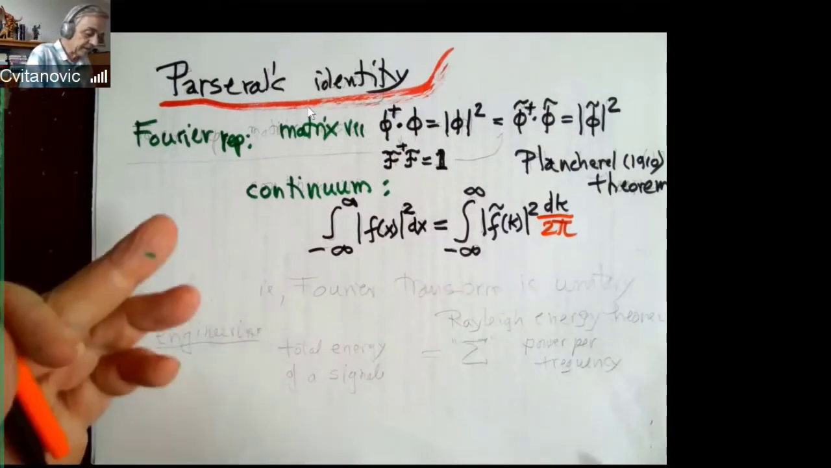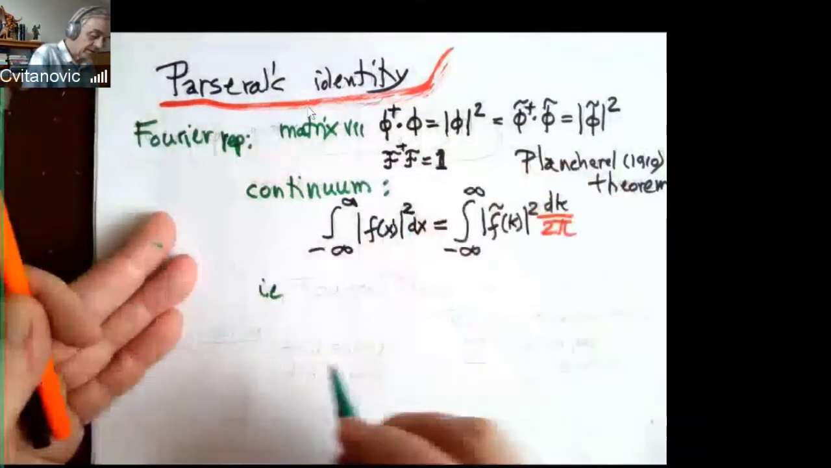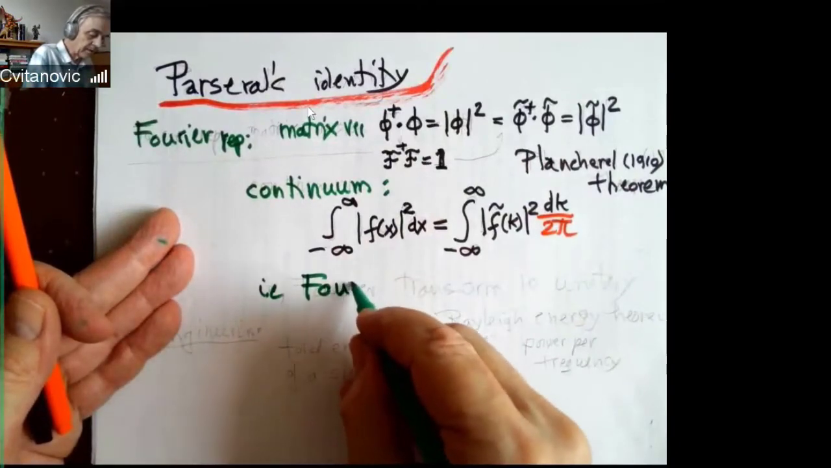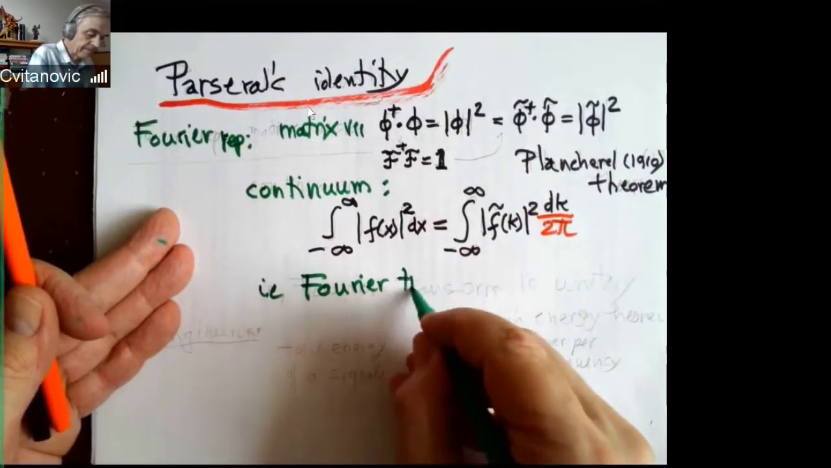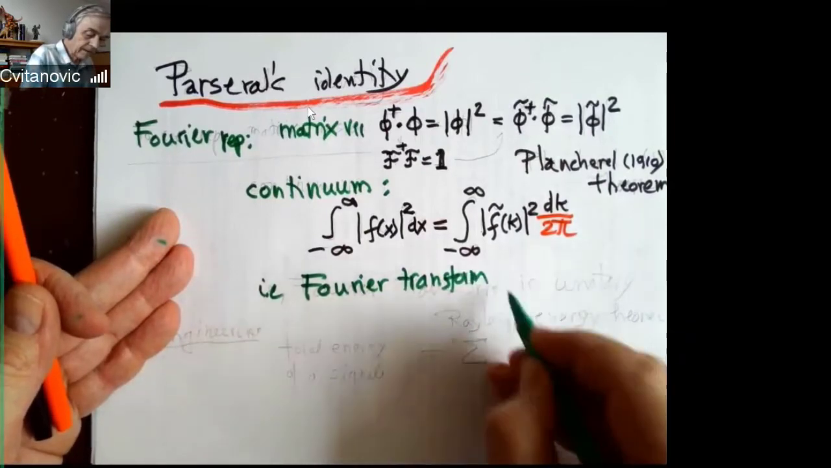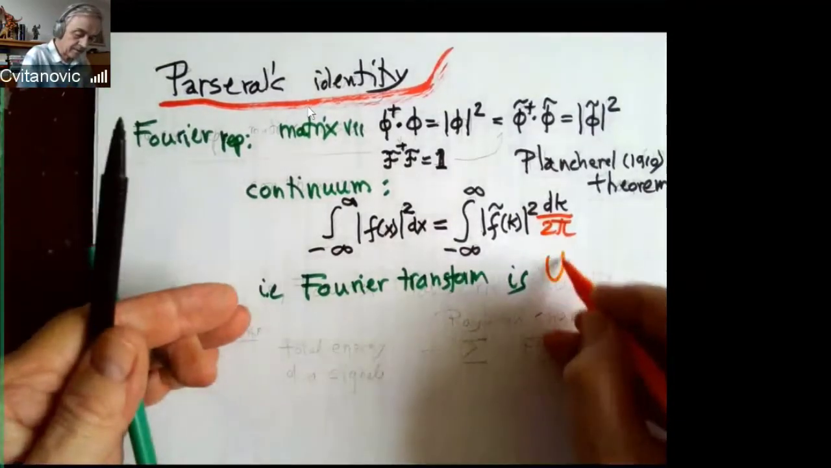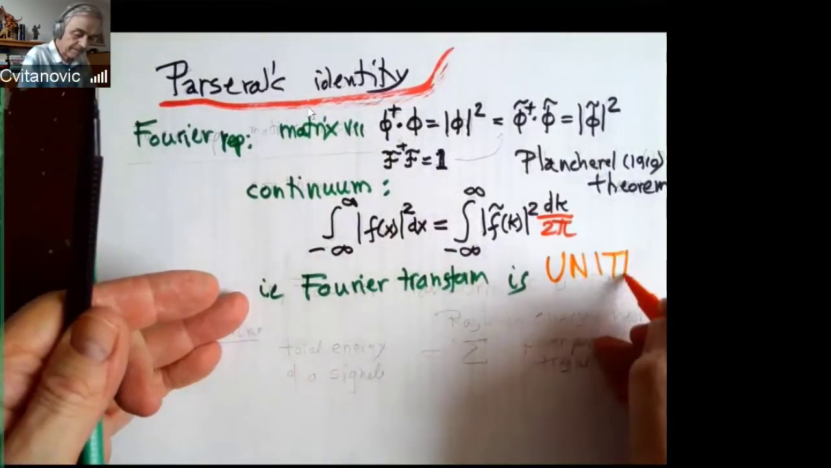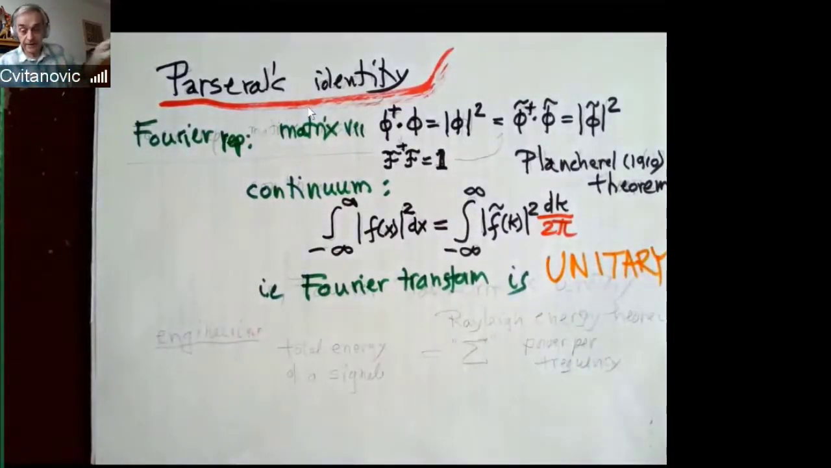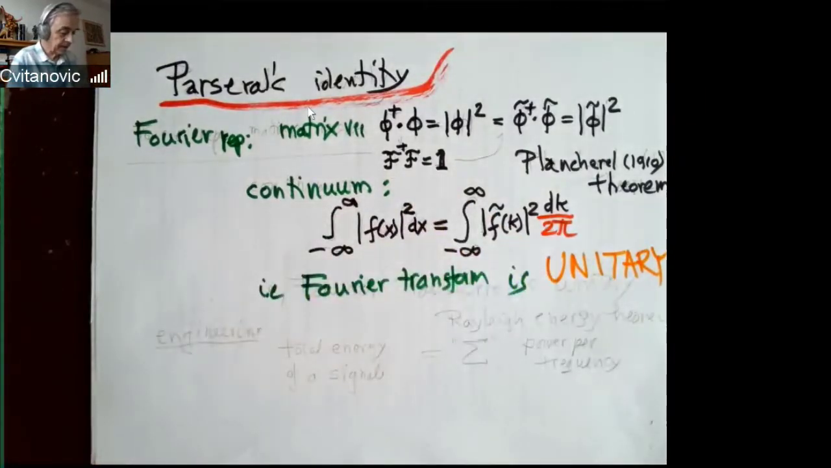Now, for us, it just means what we used here, the Fourier transform, is a unitary transformation. Even in the continued version, here it was demonstrably unitary.